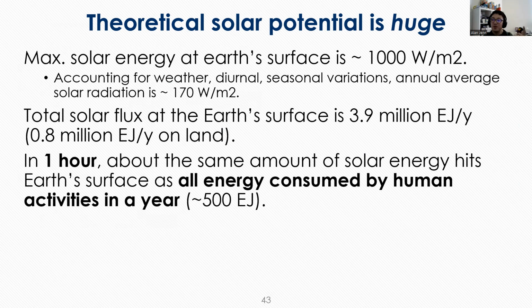But most of that is over the ocean, so we don't really build solar panels over the ocean. If you scrap all that, you're talking about on the order of 0.8 million exajoules per year on land. Just to give some sense of scale, in 1 hour, all of the solar energy hitting the Earth is the same as all energy consumption by human activities in 1 year.